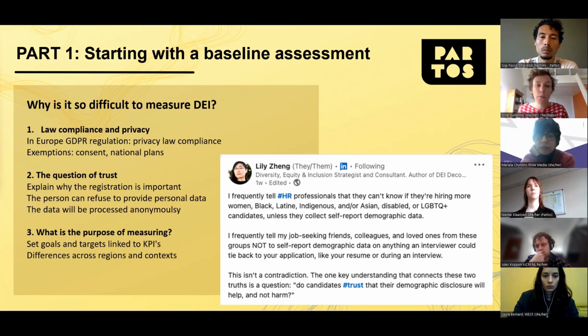So the pre-work of measuring diversity, equity, and inclusion is to think about all these criteria. So law compliance, the question of trust, why do you do that, and how you communicate about that, and especially to define very clearly the purpose of measuring.